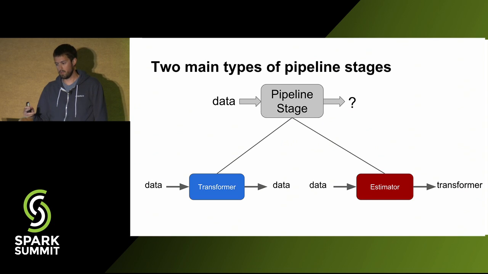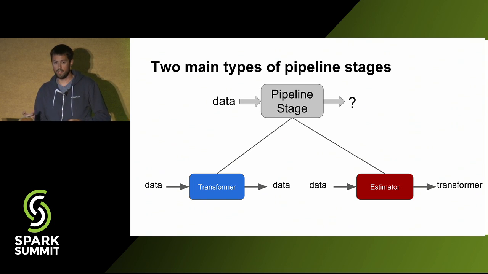So I said that a pipeline stage produces some sort of output. The output that it produces depends on it being one of two subclasses of a pipeline stage, a transformer or an estimator. So a transformer is something that takes in data and does some sort of transformation on that and produces new data or modified data. So an example is if you have a logistic regression model, that transformer might take the logistic regression parameters, use your features column from the input to make predictions and append that to your data frame.